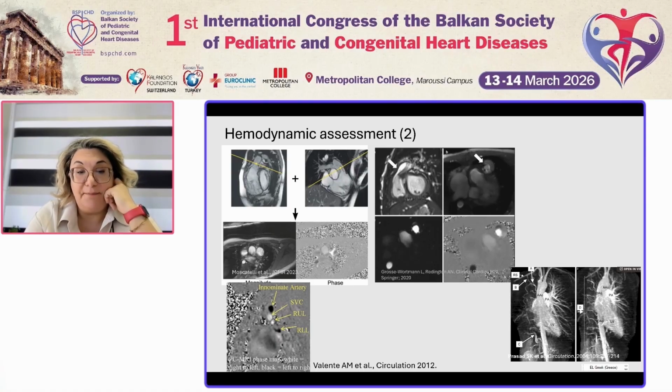And finally, peak velocity of the RVOT allows estimation of the pressure gradient across the structure for any obstruction. It requires proper settings, proper VENC, in order to avoid aliasing or loss of velocity sensitivity.